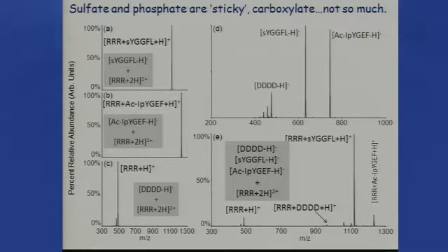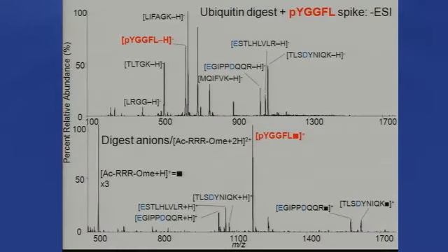So here's a negative ion spectrum of the mixture. You do the charge inversion experiment, and then here's the phosphopeptide, here's the sulfopeptide, and you discriminate against the carboxylate. So if we take this to a tryptic digest, we took a ubiquitin digest and spiked in some phosphorylated YGGFL. This is the normal negative ion mass spectrum. Here's the phosphopeptide, and here's the other tryptic peptides that we see. You do the charge inversion experiment. Here's the YGGFL complex, so it pretty much all stuck.